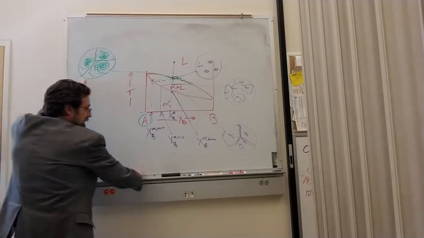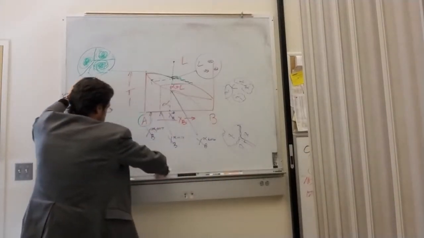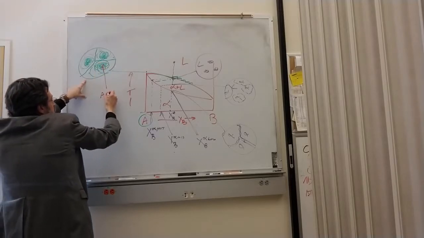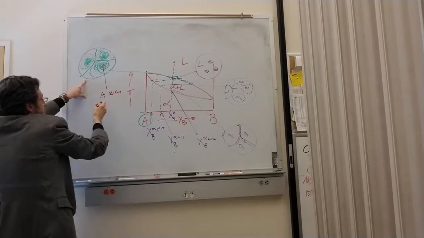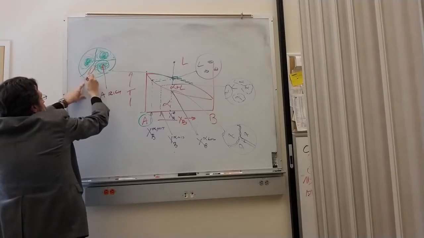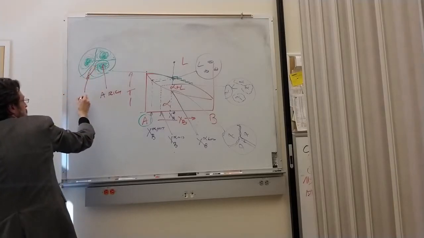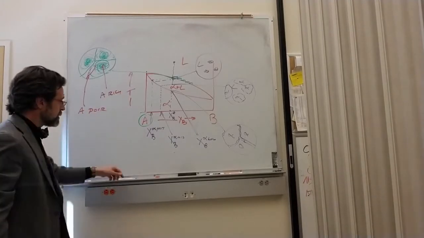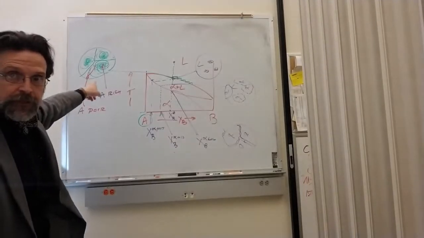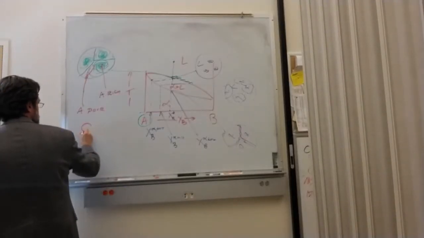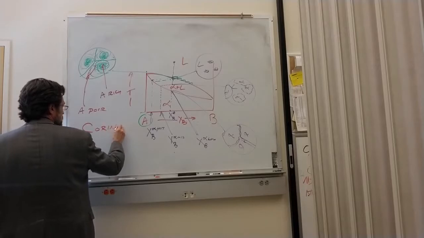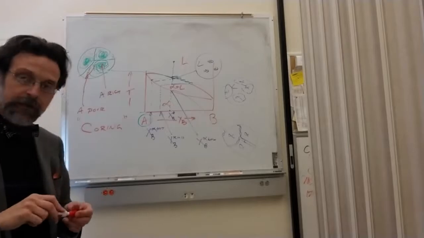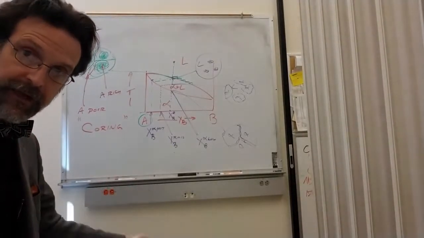grains that in the interior, you have A rich, and the exterior regions, right in here, it's going to be A poor. And this phenomenon is called coring. And it's a consequence of kinetics.